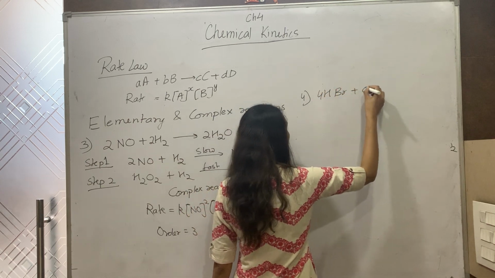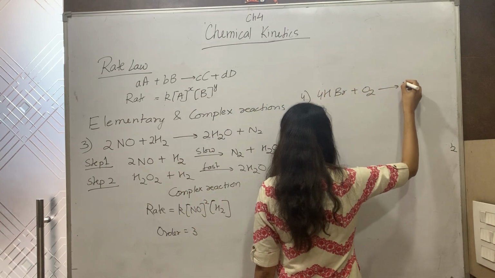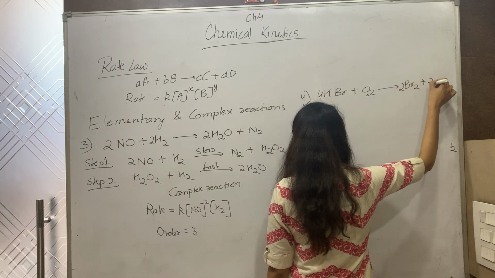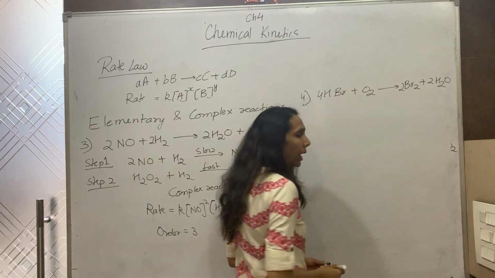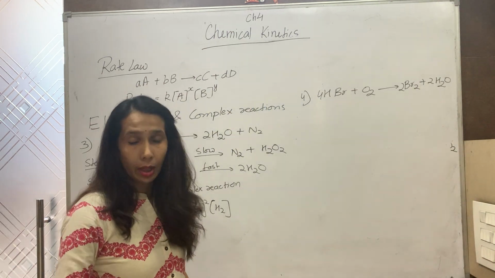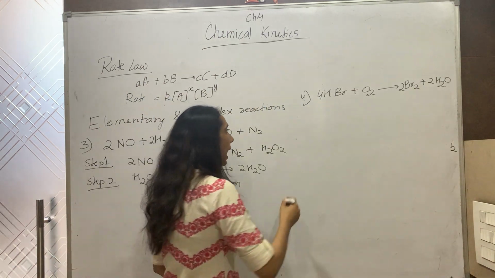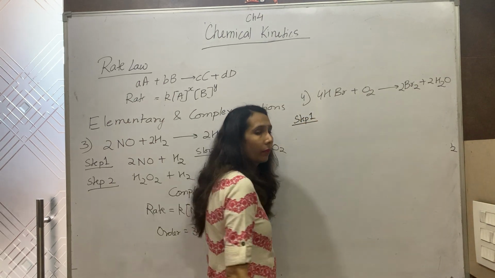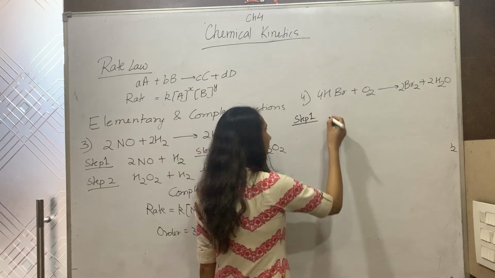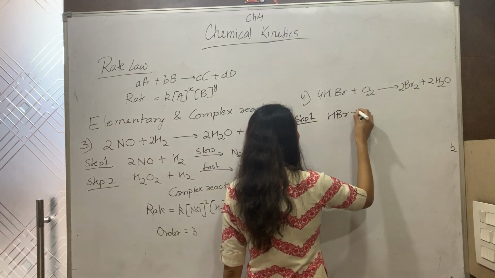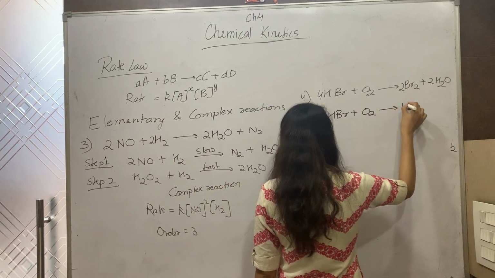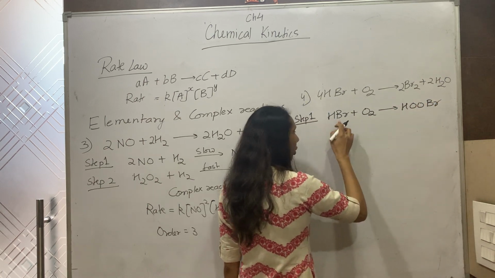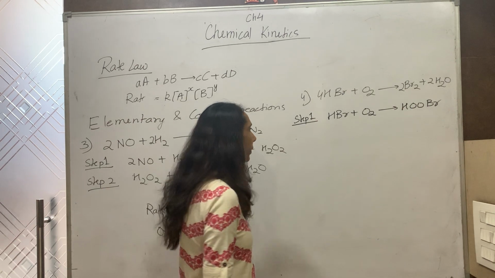HBr plus O2 gives Br2 plus H2O. This is a balanced chemical equation. Now this reaction has been found to take place in 3 steps. First step, HBr reacts with O2 and forms HOOBr. The 2 oxygens join between H and Br.